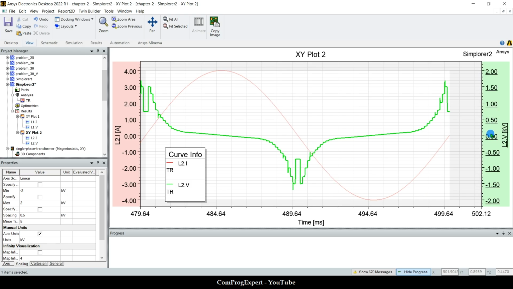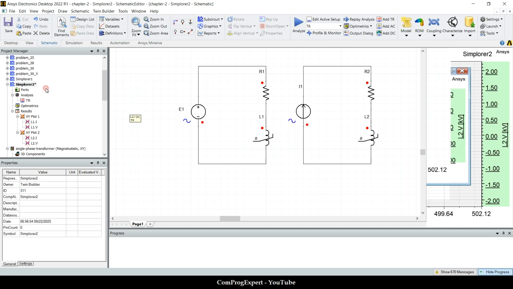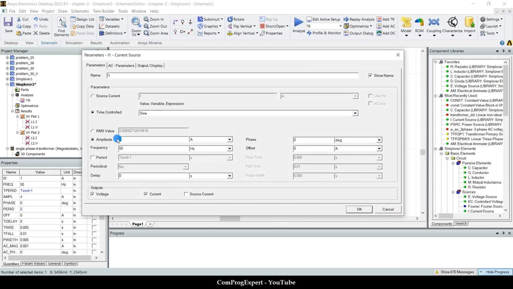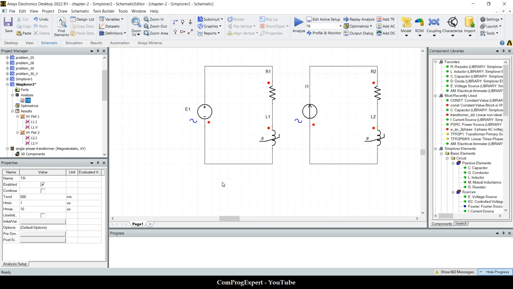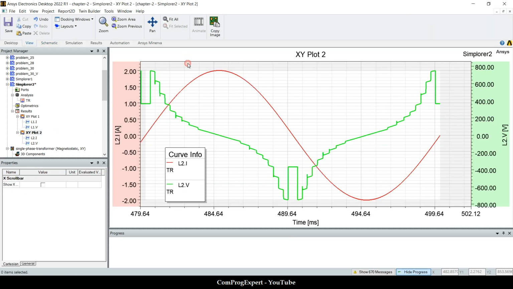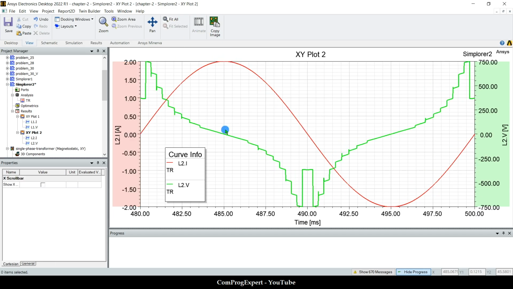The unit is kilowatt here, and this is just because of the calculations I said. Let me reduce the time step size for numerical calculations, and also reduce the value of the current here to 2. Run again. Now you can realize the difference between the voltage source and current source. Here we are applying a sinusoidal current, but we get a non-sinusoidal voltage.